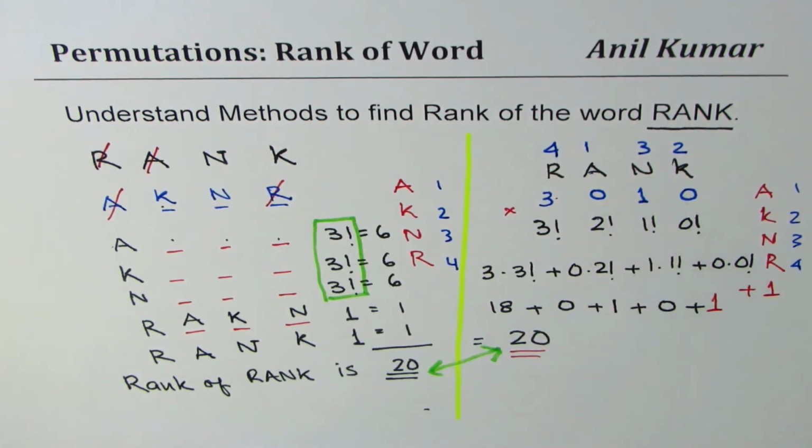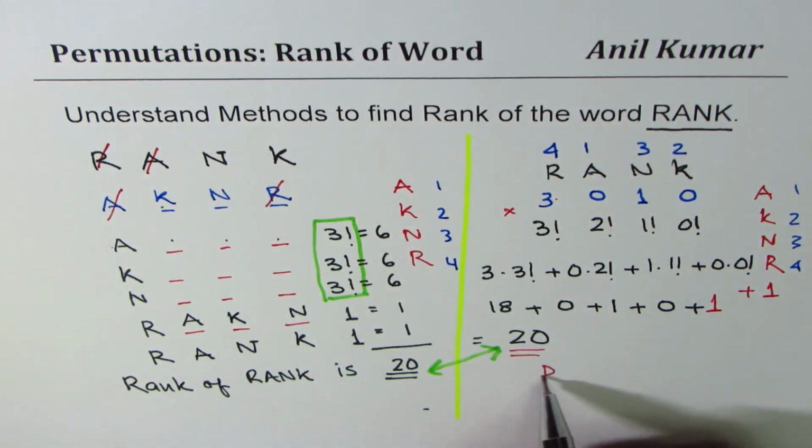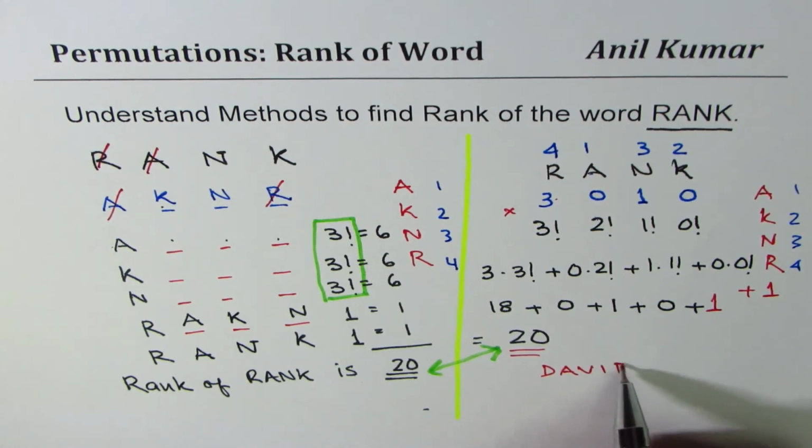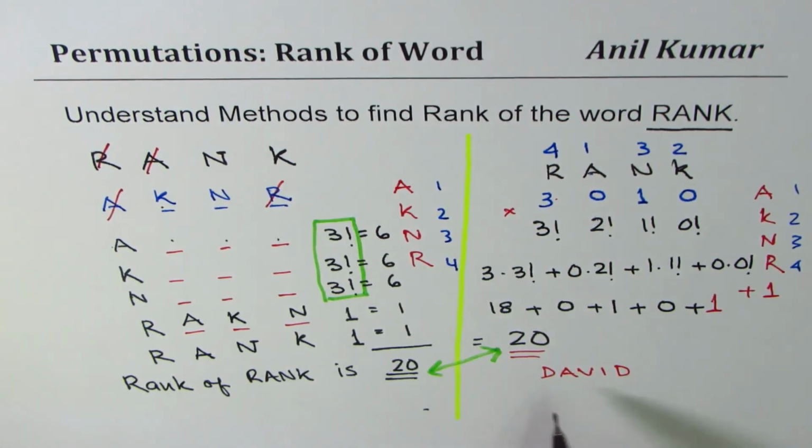And you can get the rank of a word very easily and very fast. Now if I have repeated letters, then it becomes complicated. And if I take a big word like Mississauga, it takes a lot of time to write all the combinations, so this is a very effective method. In the next video, I'm going to take another example, let's say the name David, and figure out the rank of the word David. Here, D is repeated.